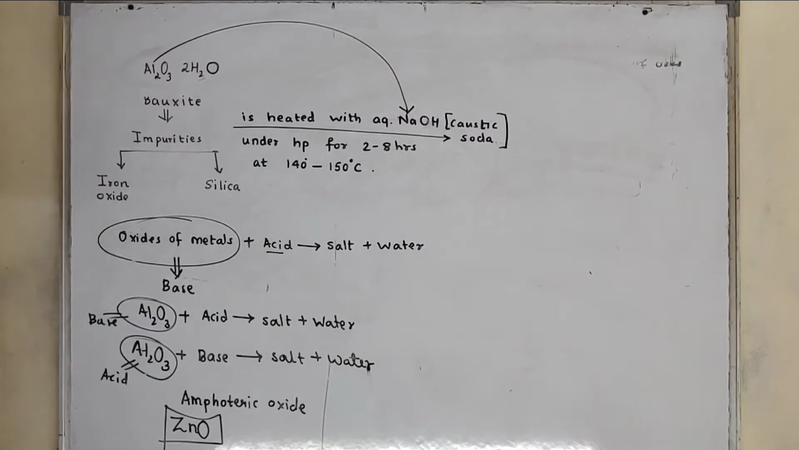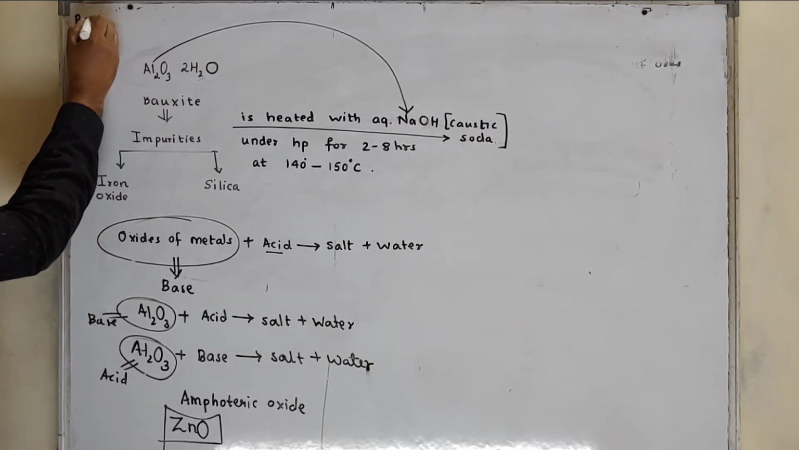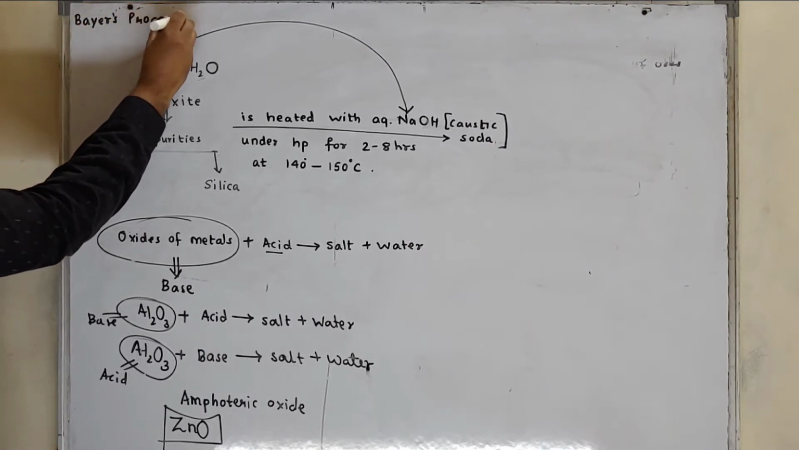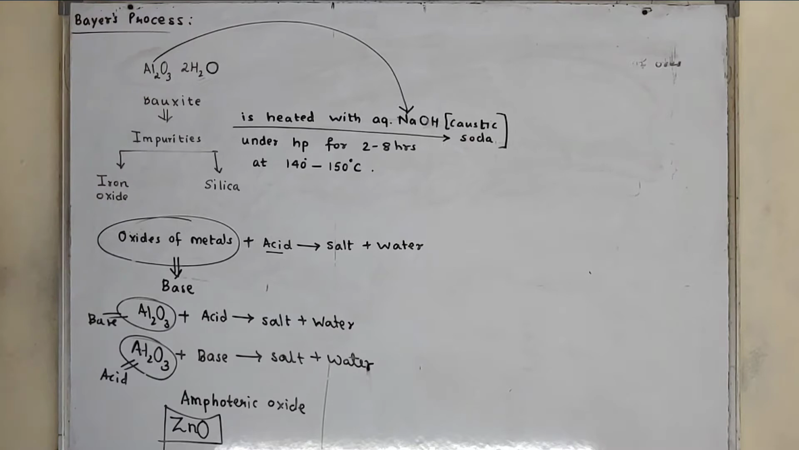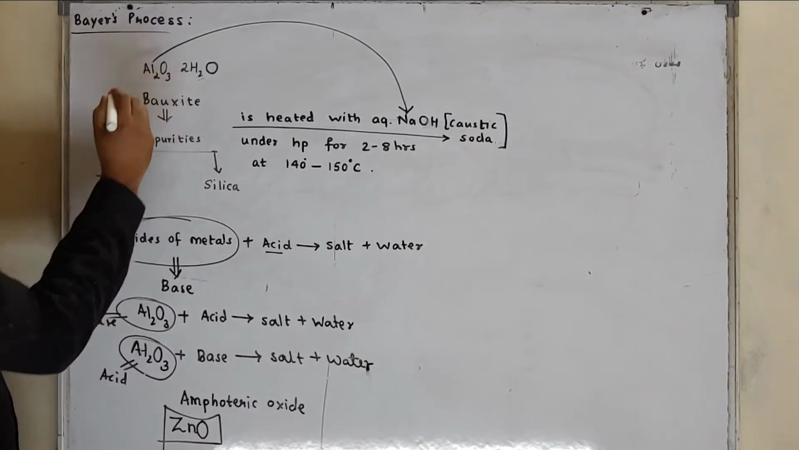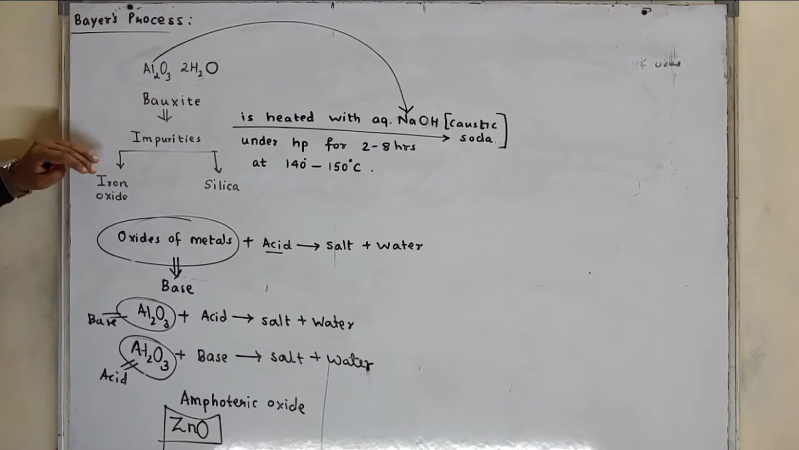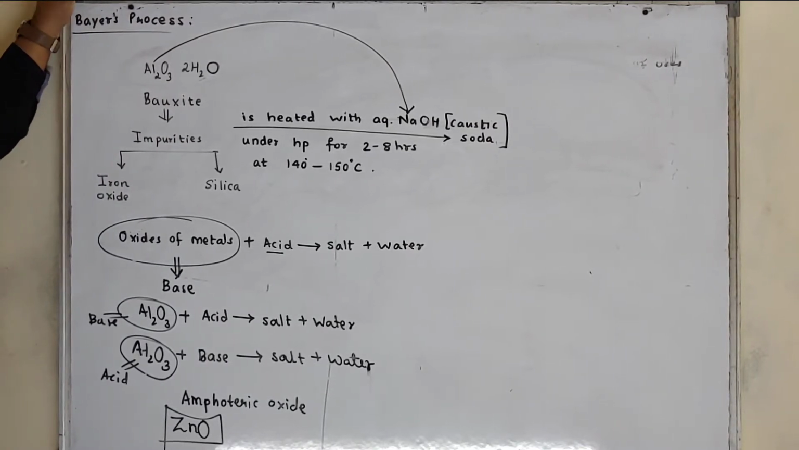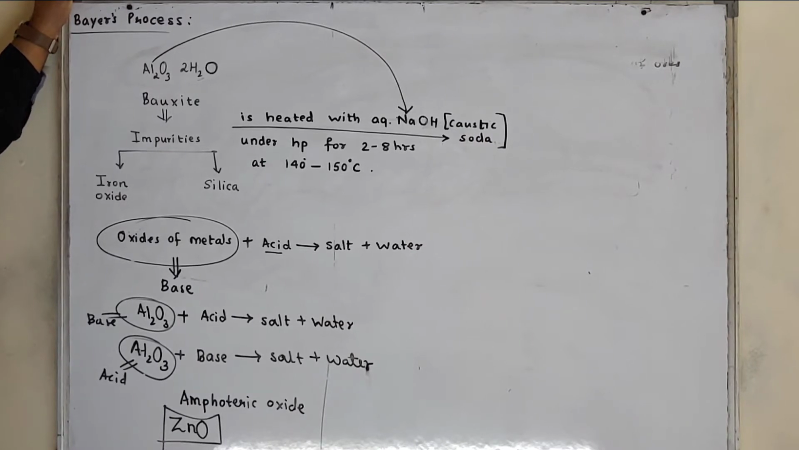Now how will we concentrate this one? This is what is called Bayer's process. Bauxite contains impurities like iron oxide and silica. We need to remove these impurities. So firstly we powder the ore, then it is heated with aqueous sodium hydroxide under high pressure for 2 to 8 hours at 140 to 150 degrees Celsius.